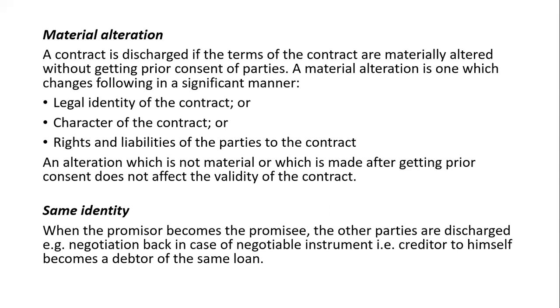Another one is the same identity. When the promisor becomes the promisee, the other parties are discharged, like negotiation back in case of a negotiable instrument, like a creditor himself becoming a debtor of the same note. How? Like A gives a promissory note to B, B endorses the note in favor of C, who in turn endorses it in favor of A. Here, A is both the promisor and the promisee now, and hence the parties are discharged. So this is called the same identity.